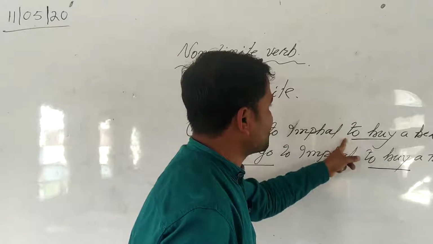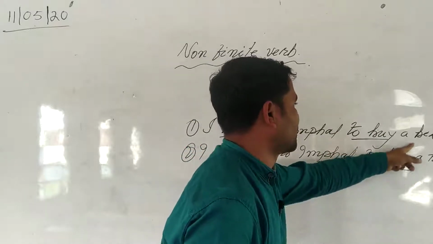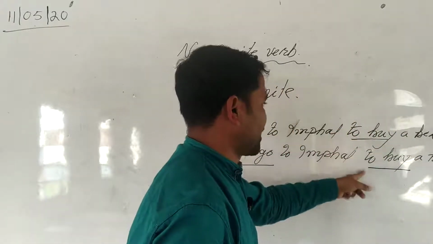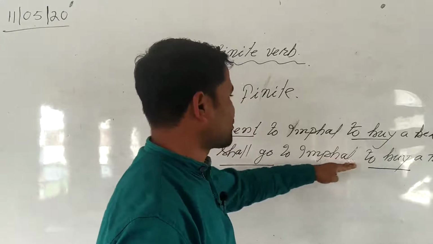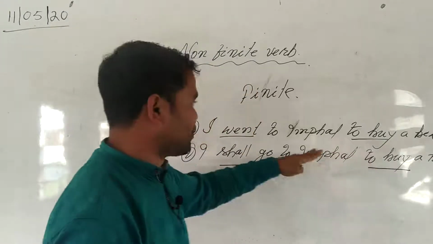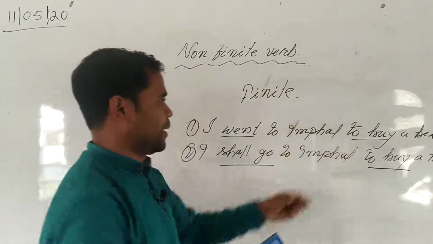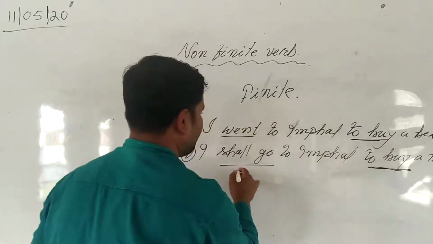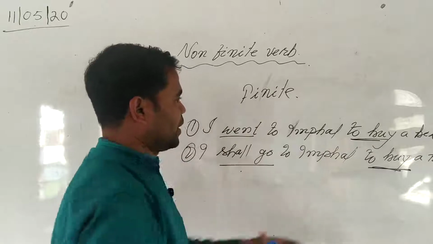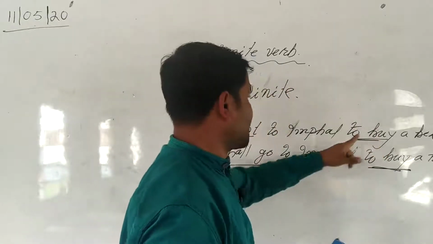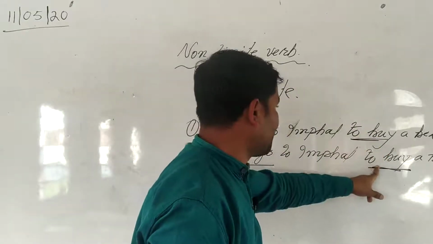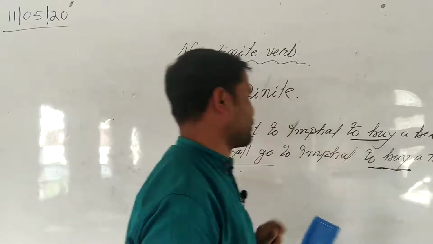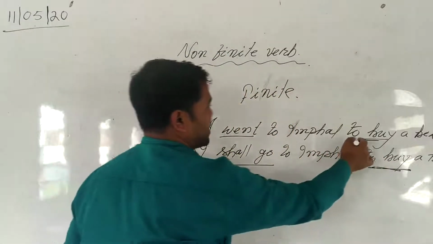But these two verbs are the same. This means the tense does not affect the verb. Whether it is future or past, to buy stays the same. So tense has no effect on the verb.